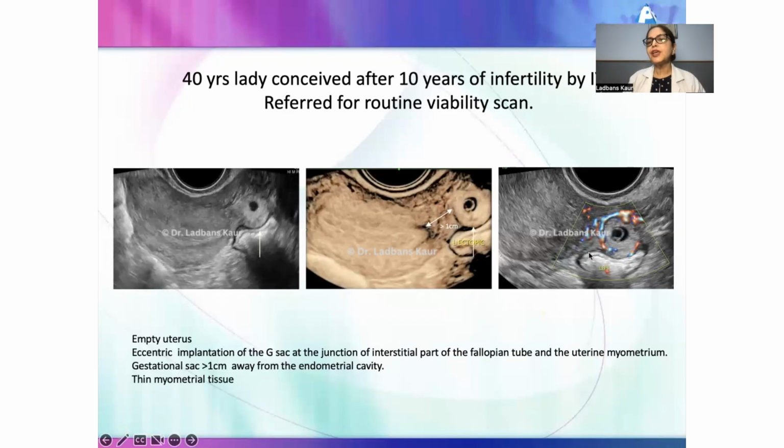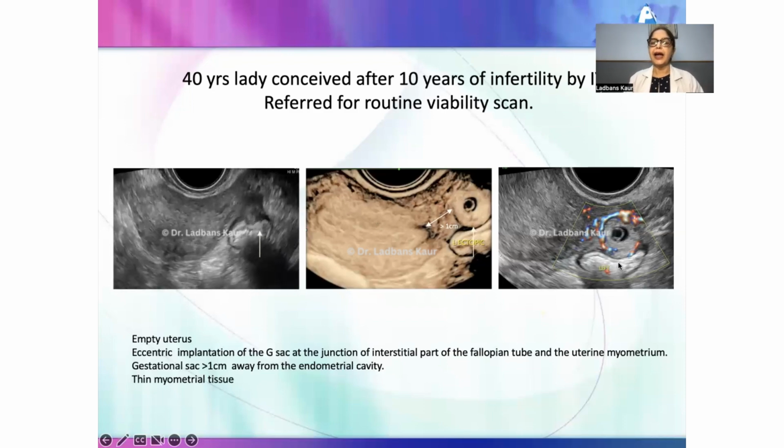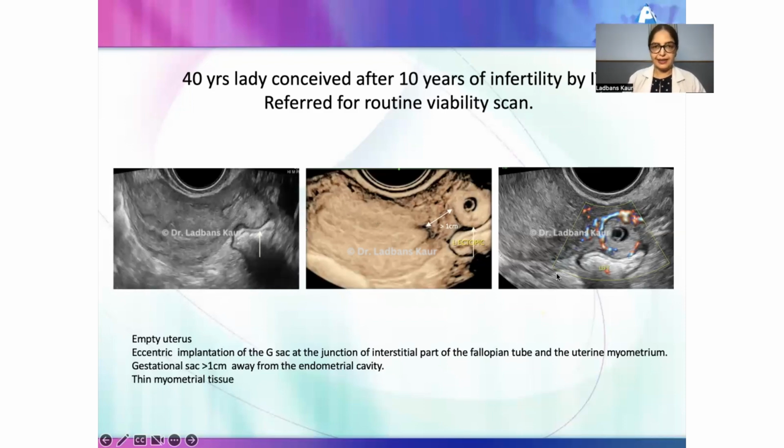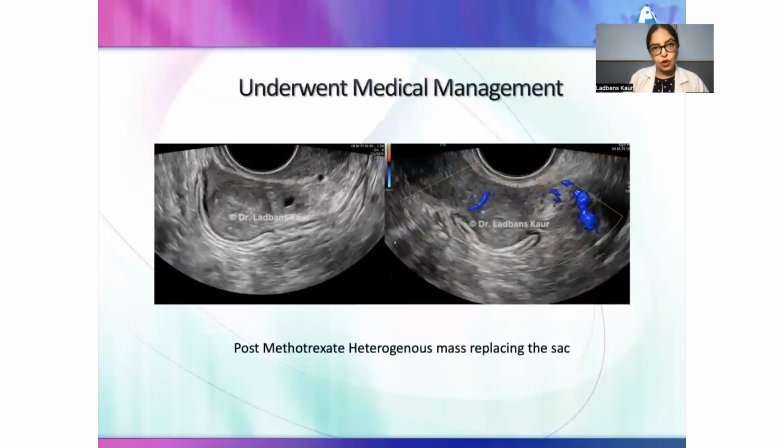In addition, you could see the vascularity around the trophoblastic tissue, and there was hardly any myometrium seen around the gestational sac. Going further, we also like to highlight a very important sign, the interstitial line sign, which is seen as an echogenic line extending from the superior lateral margin of the endometrial cavity, traversing the myometrium and reaching right up to the center of the ectopic pregnancy, which has been very well seen on an omni view. And this has a high sensitivity and specificity for the diagnosis of ectopic pregnancy.